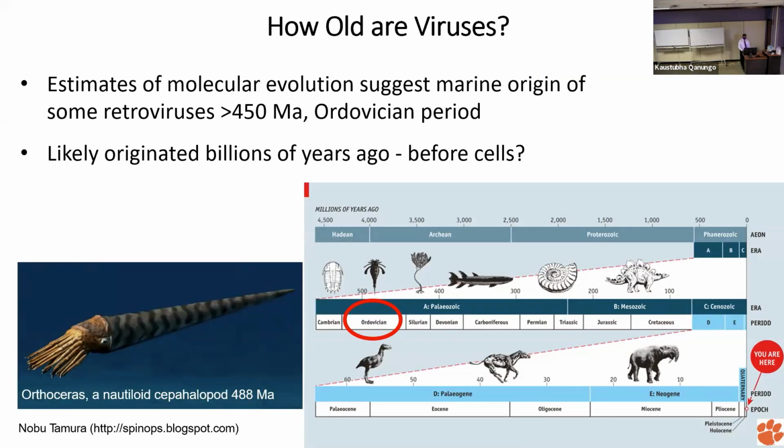So a couple of other interesting things is how old are the viruses? You can easily see right here that there are some Orthoceras, some nautiloid cephalopods, 488 million years old. And it is just suggested that some of the retroviruses are probably 450 million years old. And how do we know this?